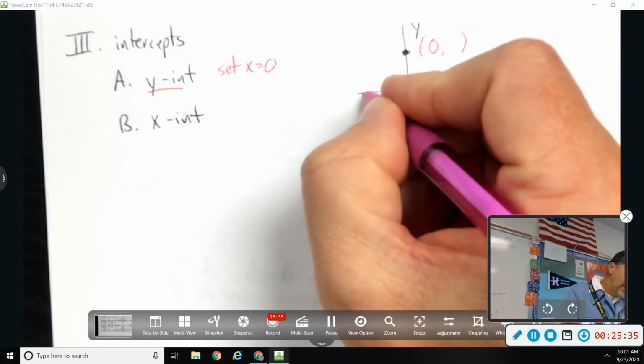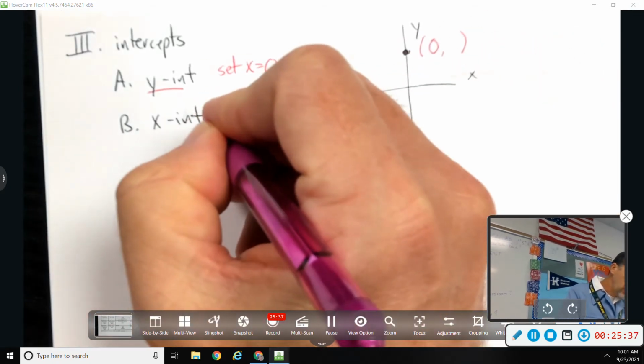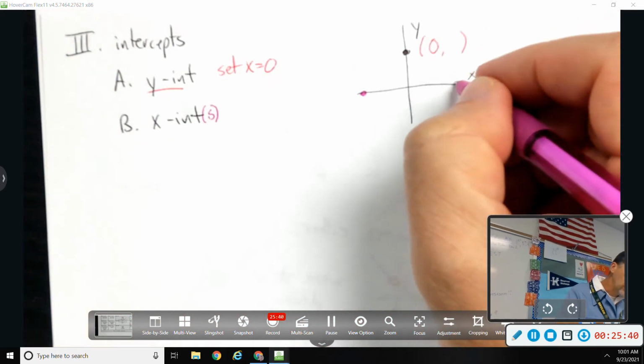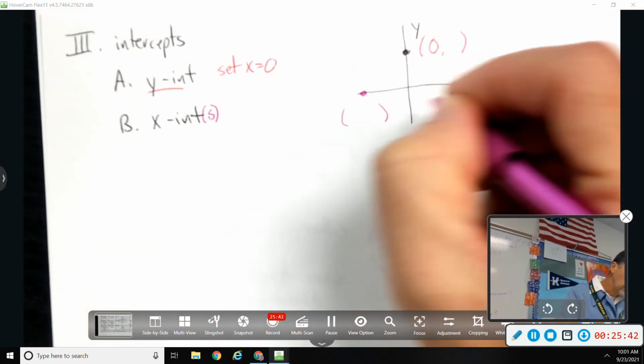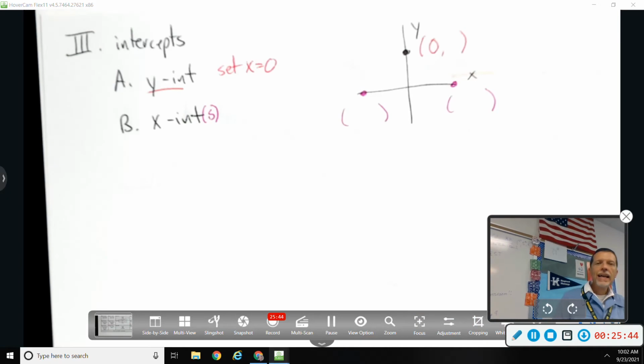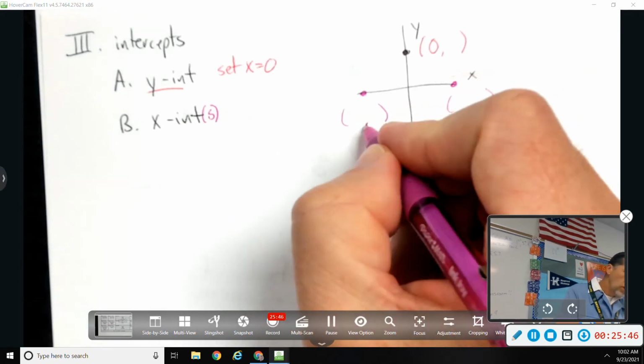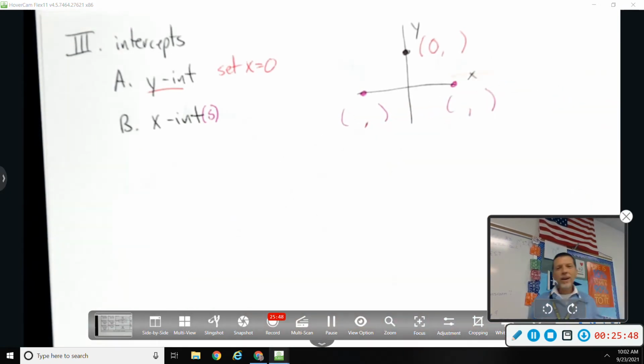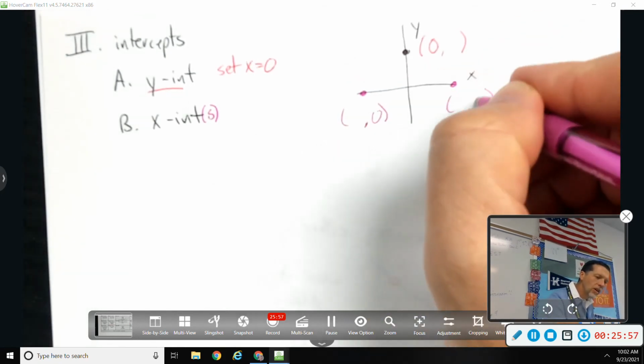For X-intercepts, I should note that it could be plural, so we could have more than one. If a point is sitting on the x-axis, which coordinate do we know? And what is y? 0. So we'll set y equal to 0.